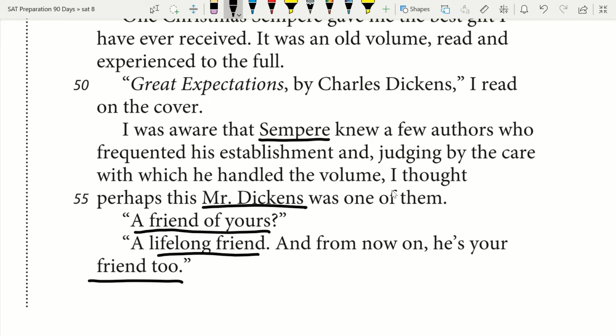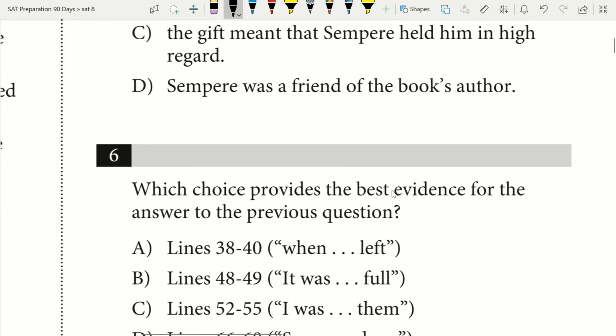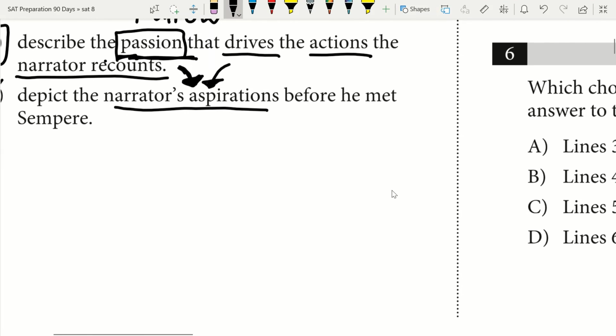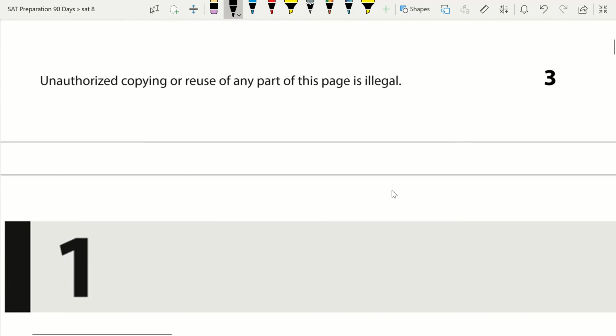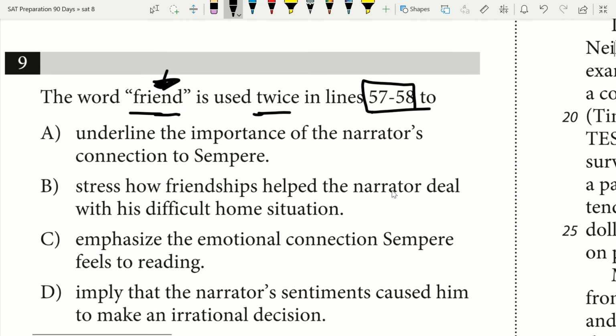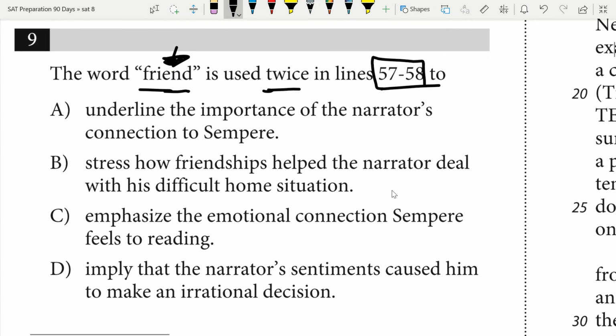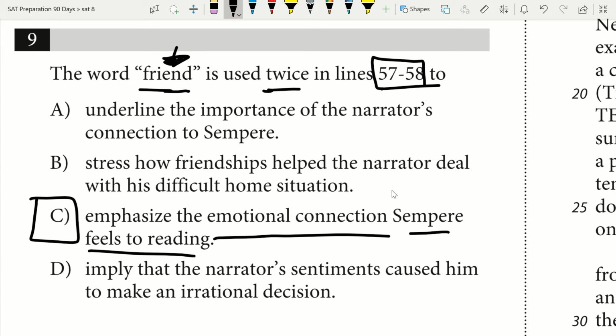So in this case, what is the purpose of including the word friend to describe the author of this book that Sempier is giving to the narrator? Well, it's showing that Sempier is really, really close to this author. Now, Sempier probably has not met this author, because if you know Charles Dickens, you know he's a very, very famous author. So it's unlikely that this bookstore owner is actually friends with him, but he feels like he's friends with him because he has this close connection with reading. So what this is really doing is emphasizing that emotional connection that Sempier feels to reading, since he's describing him as a friend, and also saying that he will hopefully be a friend of the narrator. So C is the obvious correct answer here.